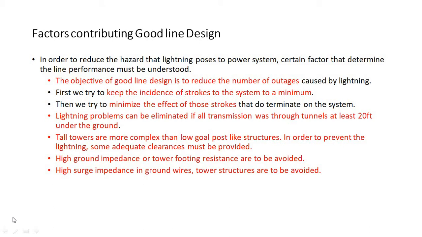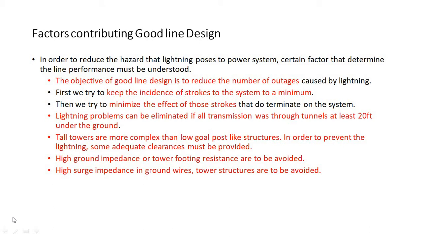First, we try to keep the incidence of strokes to the system to a minimum. Then, we try to minimize the effect of those strokes that do terminate on the system. Lightning problems can be eliminated if all transmission was through tunnels at least 20 feet under the ground.